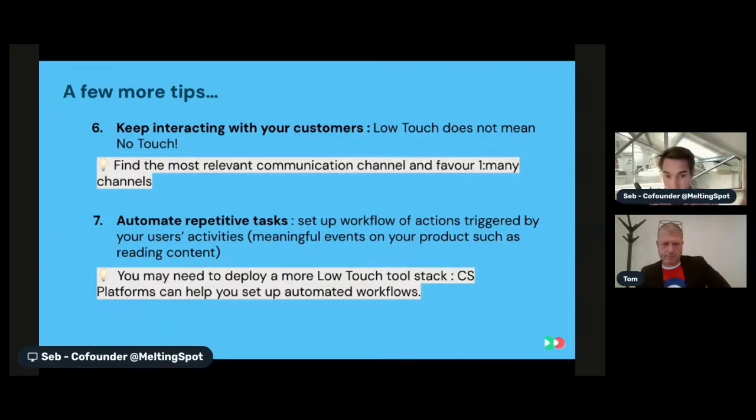And the second source is your product itself. Make sure that your product activation metrics are in place, and that if at any point in time the metrics go south, you have an automated task that pops up saying, okay, this low touch customer is going down, so reach out to them.